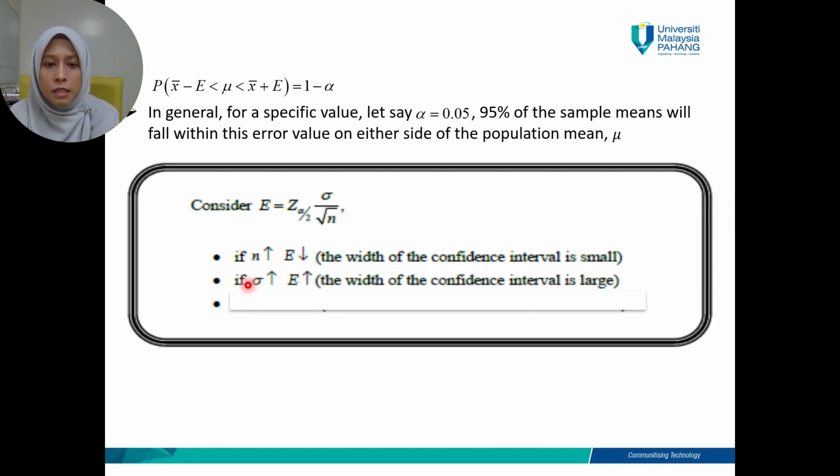And then let's see what happens if the population standard deviation here increases. If the numerator here increases, then the overall calculation will also be bigger. So a bigger population standard deviation will give you a bigger E. This is just mathematical logic.